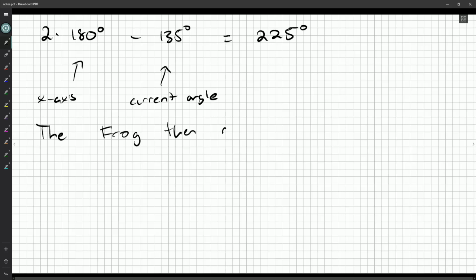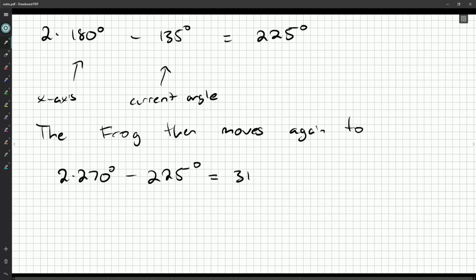The frog then moves again, reflecting in the line 90 degrees, although yes, technically it's 270 degrees now. 2 times 270 degrees. I don't like how big these numbers are getting, incidentally. But that should be 315 degrees. Let's just double check. That'll be 450 minus 22, so that'll be 32 and then minus 5. Yeah, okay, that works.